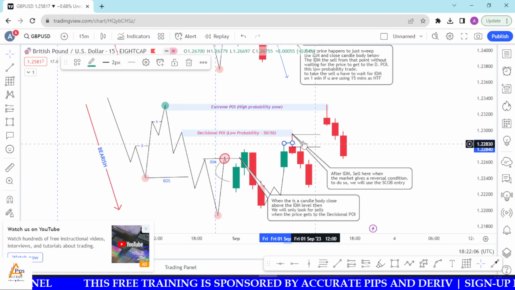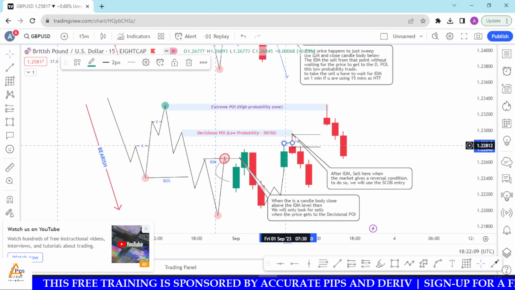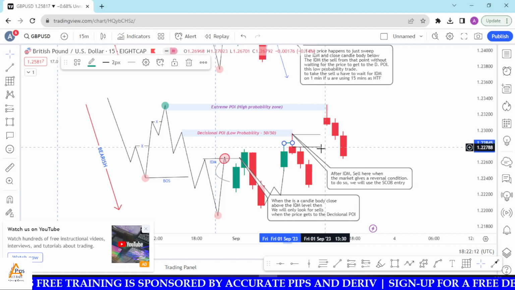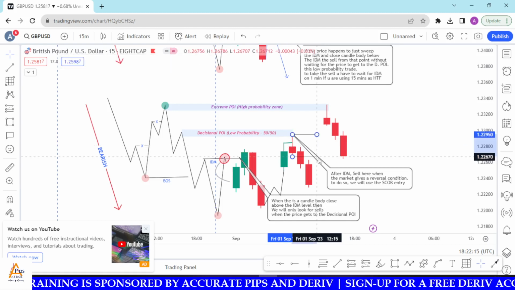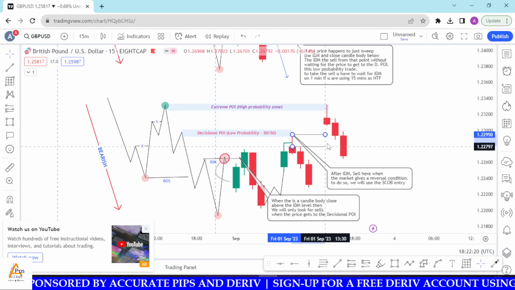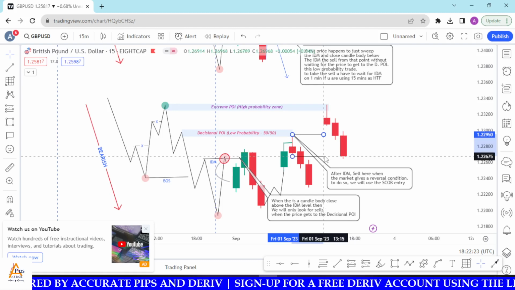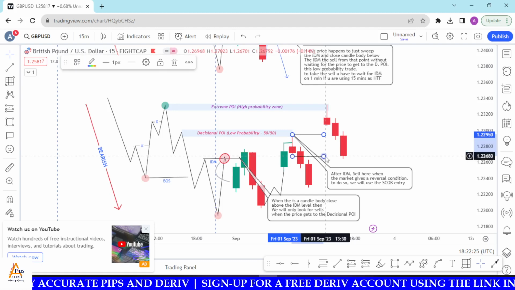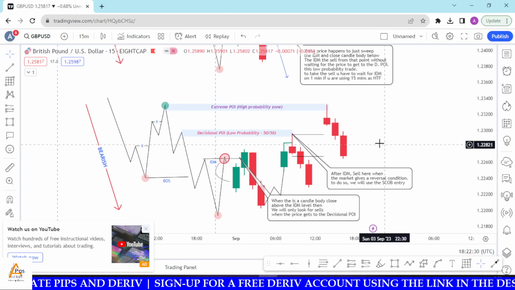So when this happens, you can refine the order block to only the wick of the candle, or you can take the whole candle body as your zone. Okay, you can use the wick or you can use the whole candle, depending on how big the candlestick is. So that is one thing you need to take notice of.